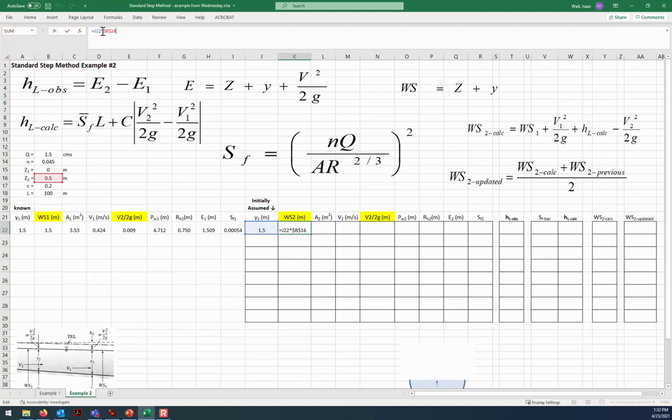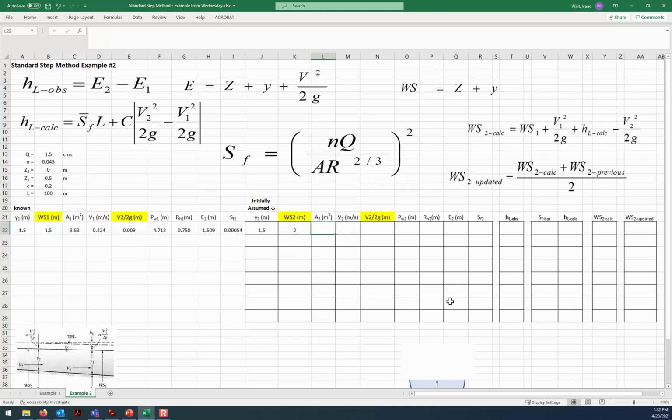Not times, plus. Something seemed off about that. We're adding. Yes, so 0.5 meter of elevation and 1.5 meters of flow depth means that our water surface at location 2 is, on a guess basis, 2 meters.